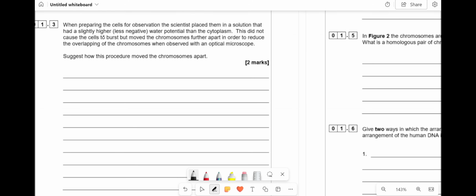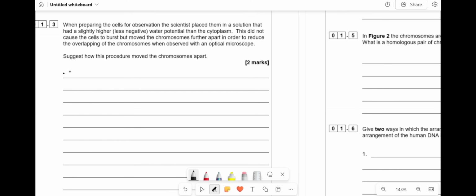When preparing the cells for observation, the scientists put them in a solution that is slightly higher or less negative water potential than the cytoplasm. This did not cause the cells to burst, but moved the chromosomes further apart in order to reduce the overlapping of the chromosomes when observed with an optical microscope. Suggest how this did that.